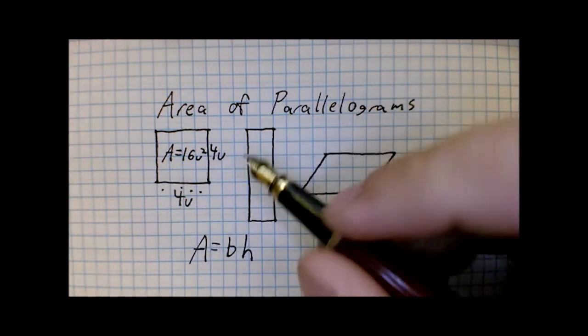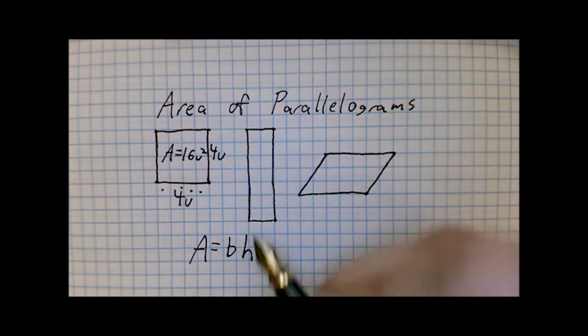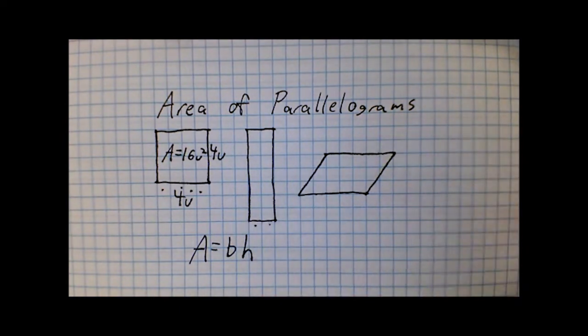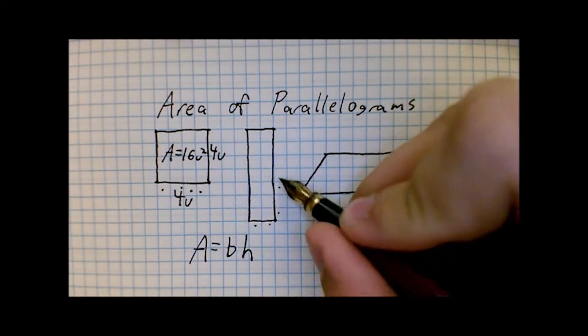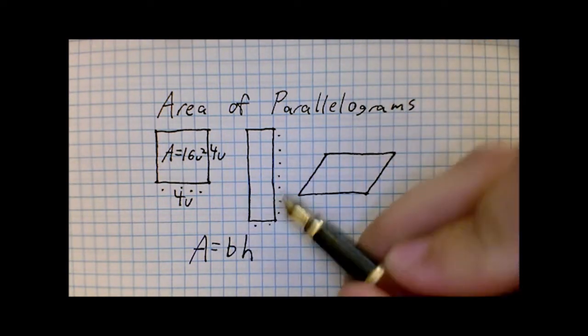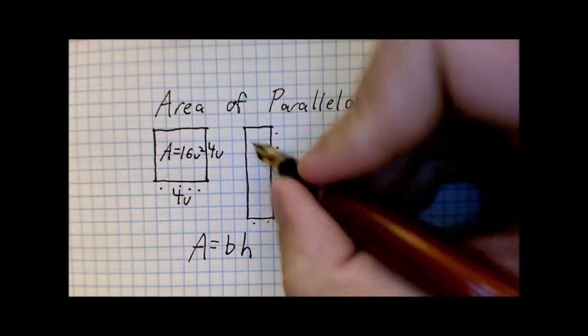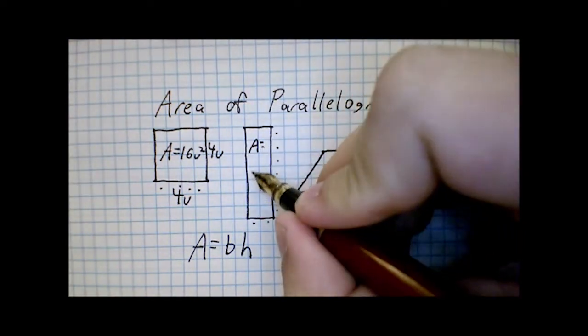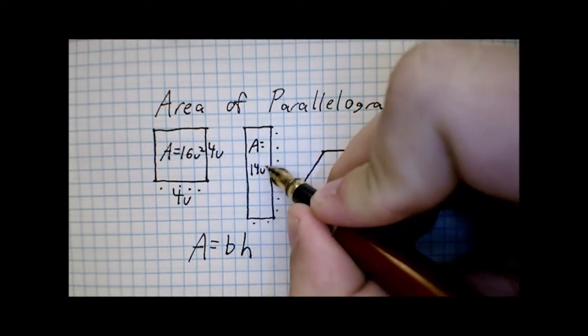Moving on to the rectangle, which has a base of 2 units and a height of 1, 2, 3, 4, 5, 6, 7 units. Doing 2 times 7, that will give you an area of 14 units squared.